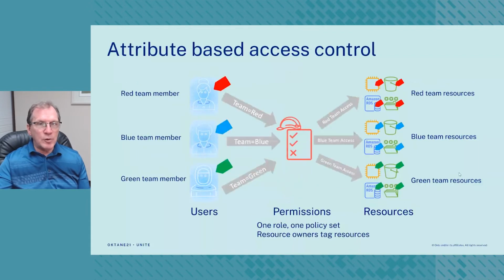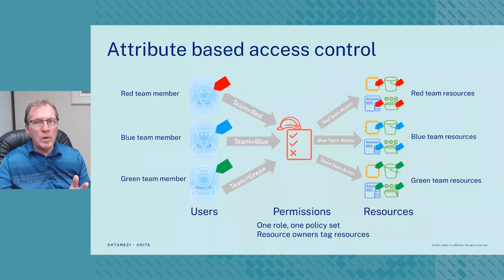In attribute-based access control, you can have one set of roles and policies regardless of how many teams you have. To make sure that people can access only their team's resources, what you do is you tag the resources to indicate which team owns those resources. You also tag the users with their team. So when a user assumes a role, AWS matches up the user's tag with the resource's tag, and if those match, then the user gets access to the resource based upon the permissions that the policy grants.